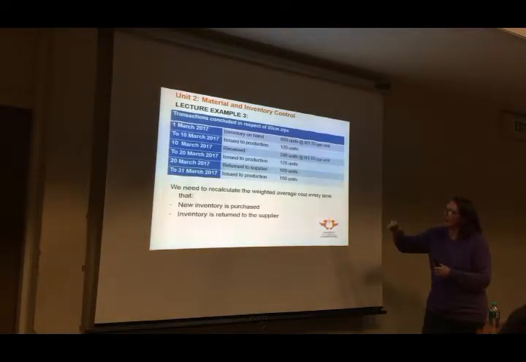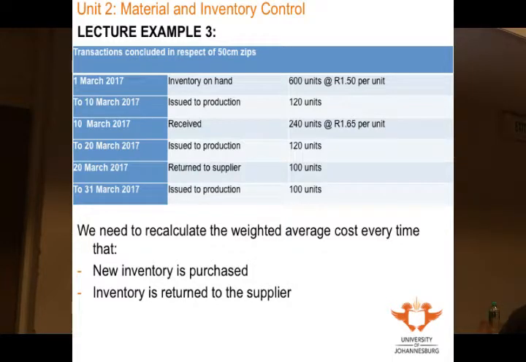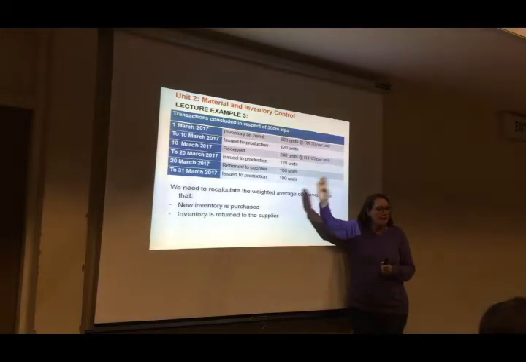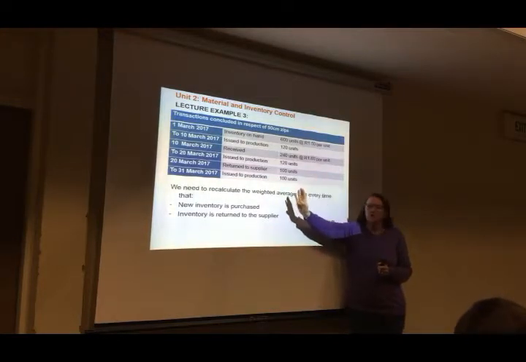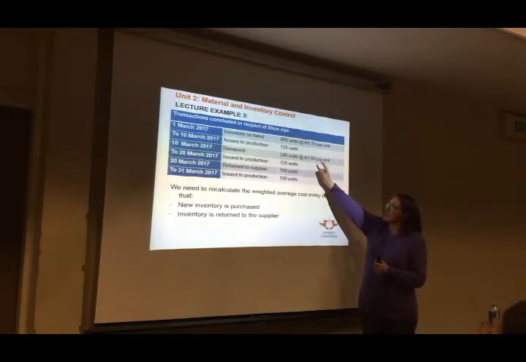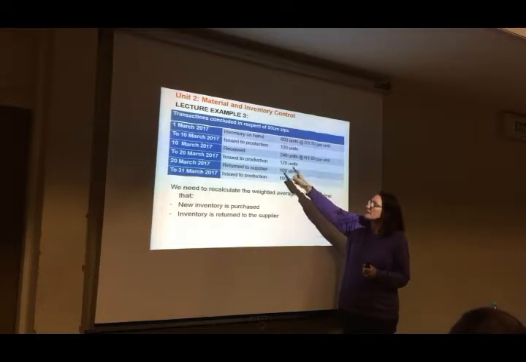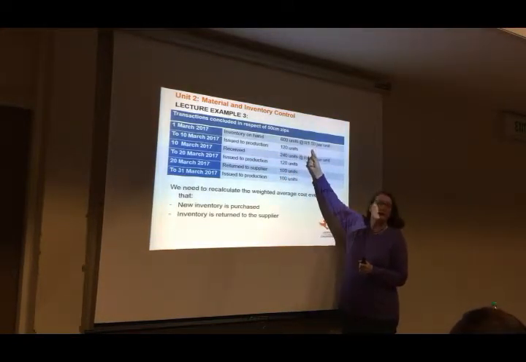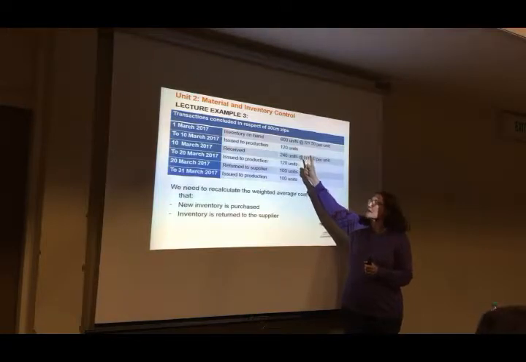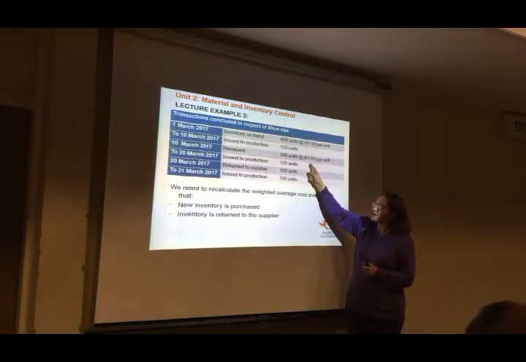Yes, I have. Okay. You started with 600 zips. Can you see now I've put it in date sequence for you? You must put it in date sequence first. You started with 600 zips. You issued 120 to production. These 120 are going to be at 1.50. Do you agree? Yes. Then you bought another 240 at 1.65.